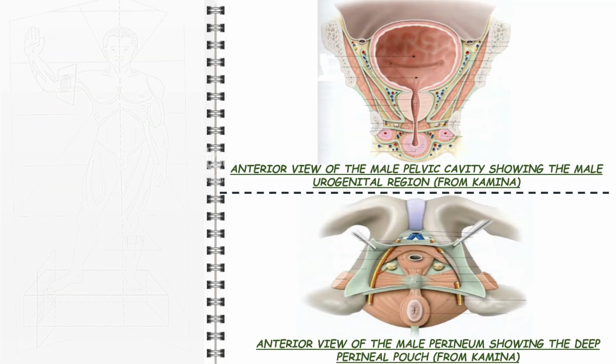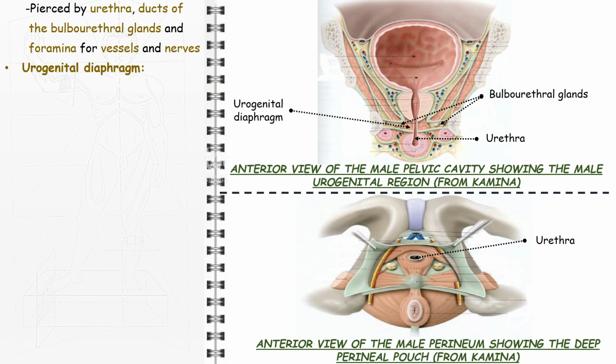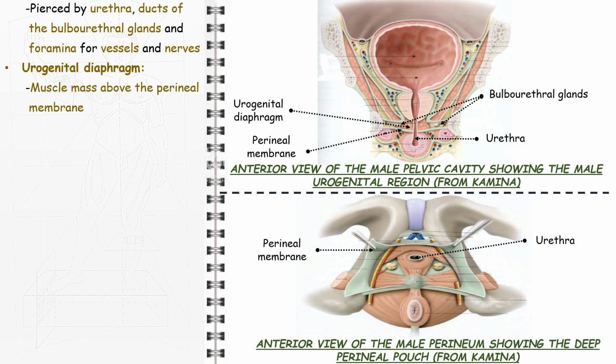Above the membrane lies the membranous urethra surrounded by the urethral sphincter, below the apex of the prostate. The membrane is pierced by the urethra, the ducts of the bulbourethral glands, and by foramina for nerves and vessels. Above the perineal membrane is the muscle mass called the urogenital diaphragm. This consists of the sphincter urethrae, often called clinically the external urethral sphincter, and the paired deep transverse perineal muscles.